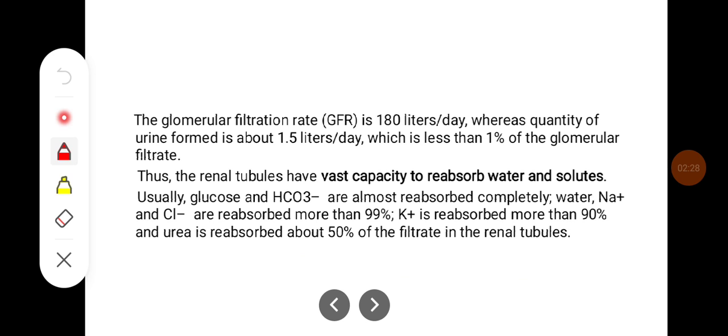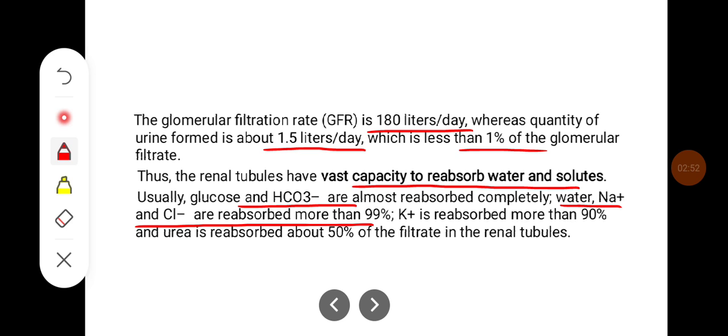The glomerular filtration is 180 liters per day, whereas the quantity of urine formed is about 1.5 liters per day, which is less than 1% of the glomerular filtrate. Thus, the renal tubules have a vast capacity to reabsorb water and solutes. Usually, glucose and bicarbonate are almost completely reabsorbed. Water, sodium, and chloride are reabsorbed more than 99%. Potassium is reabsorbed more than 90%, and urea about 50% of the filtrate in the renal tubules.